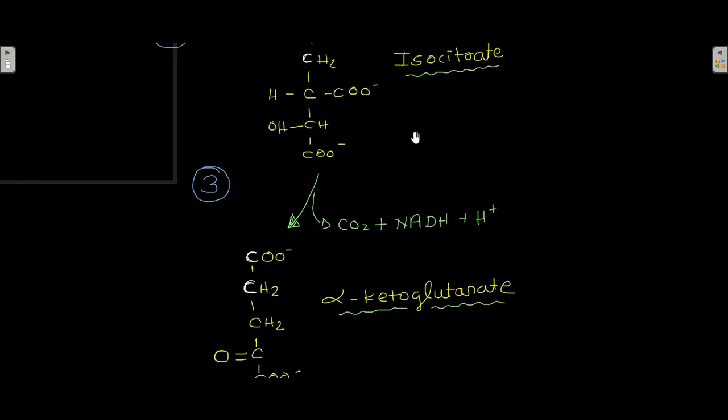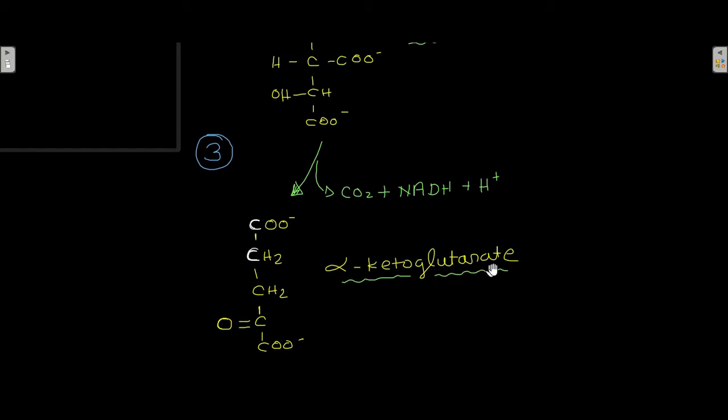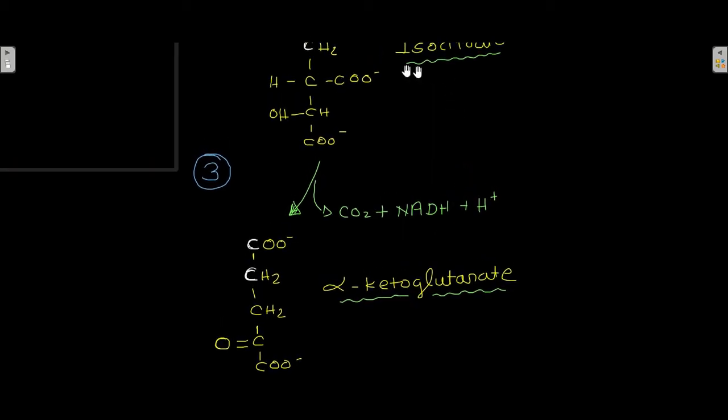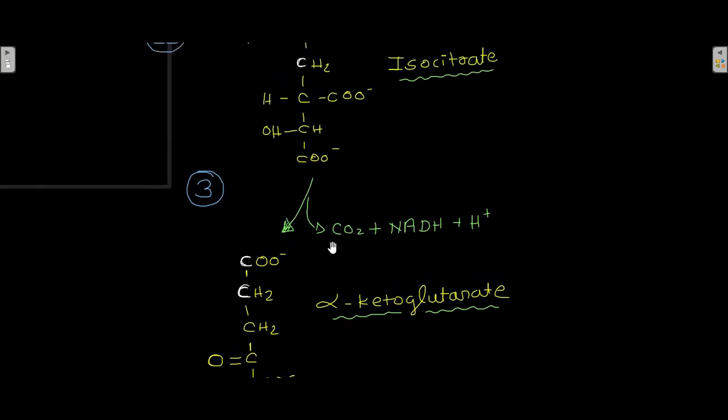In the third step, the isocitrate is converted into alpha-ketoglutarate, and in this conversion, as you can see, carbon dioxide, NADH and H+ ion are formed. So during the formation of alpha-ketoglutarate from isocitrate, there is release of carbon dioxide, and there is formation of NADH and H+ ion.